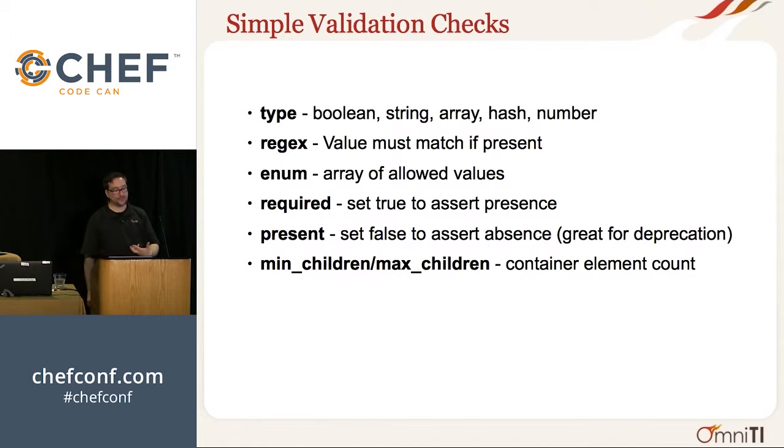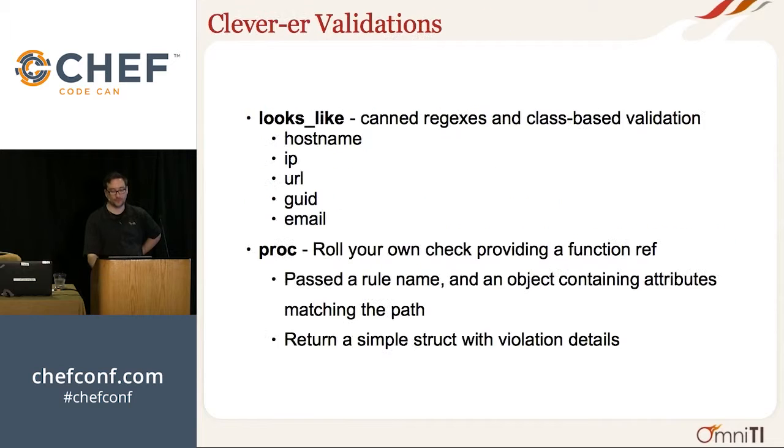Present says kind of the opposite. Present is, if you set it to true, it does absolutely nothing. If you set it to false, it asserts that that thing must not exist. So that's excellent for deprecation. Min children, max children, those work with hashes and arrays, and should be straightforward. Two smarter validations, the looks-like.